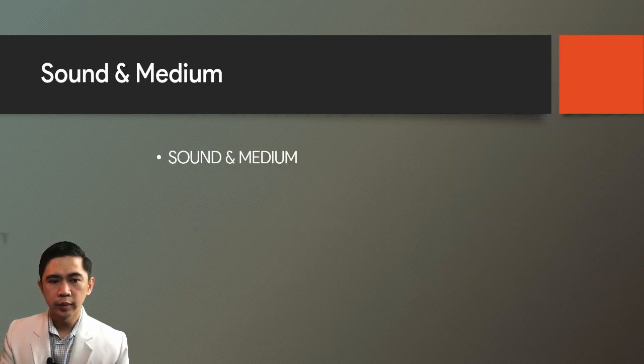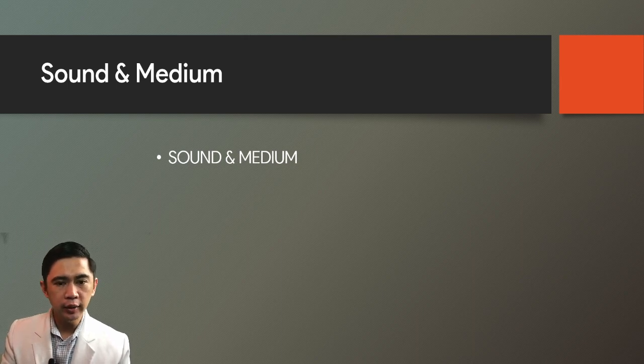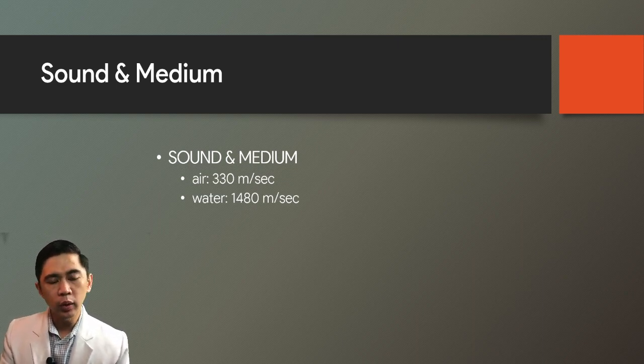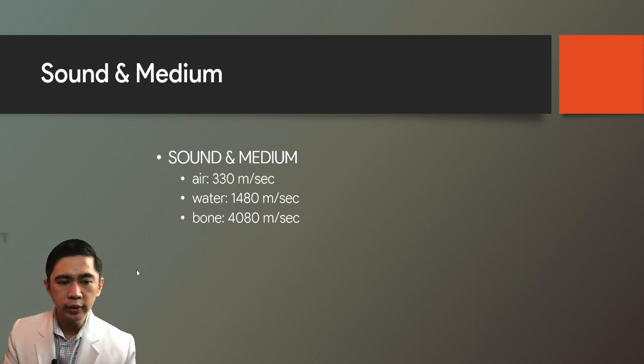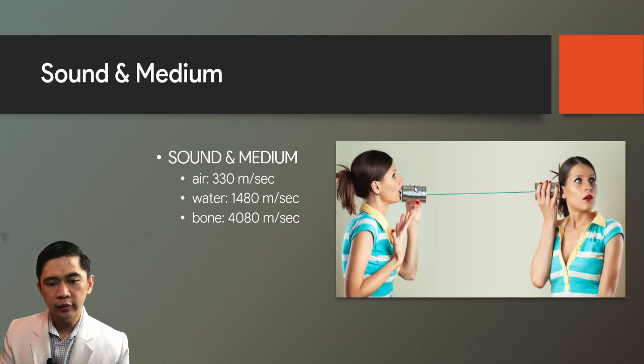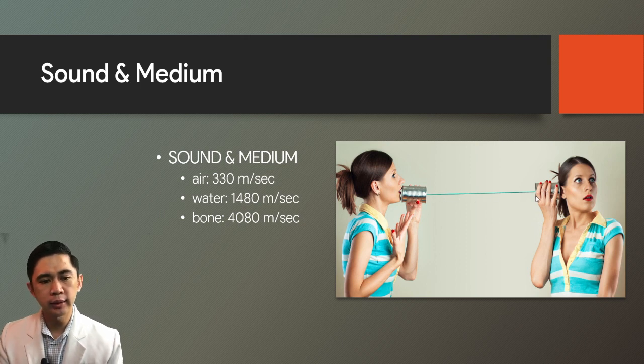Sound and medium. Sound can travel differently in different mediums. In air, sound can travel 330 meters per second, compared to water, which is 1,480 meters per second, and in bone, it's 4,080 meters per second. So you can see here that sound travels a lot faster in solid mediums than in air. And this is the basis of the tin can telephone. When you speak here, sound will travel to the solid string that connects both tin cans.